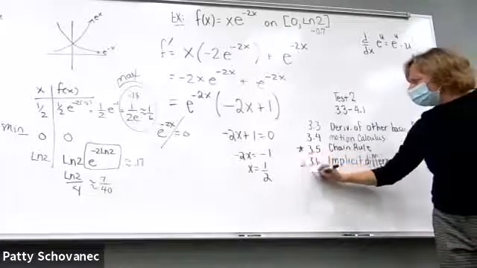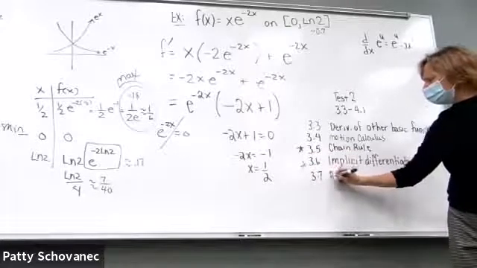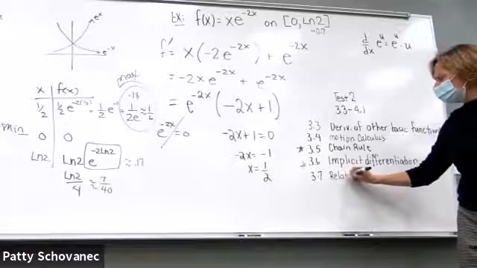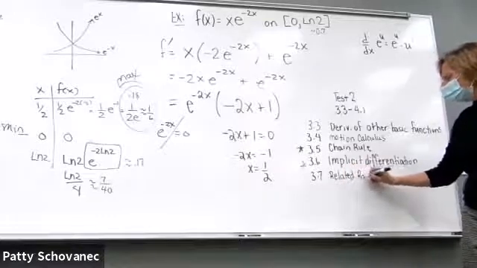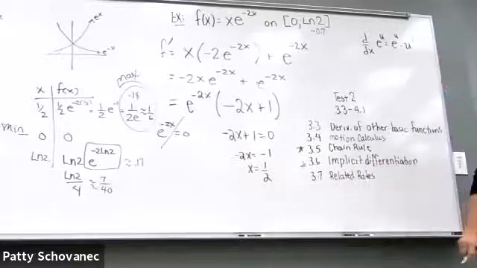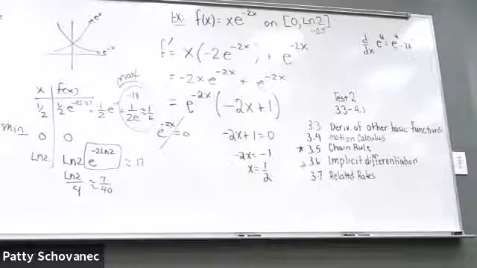3.7 was related rates. What kind do you want here? We had volumes changing, areas changing, right triangles changing. Those are the kind of things that we were looking at here.